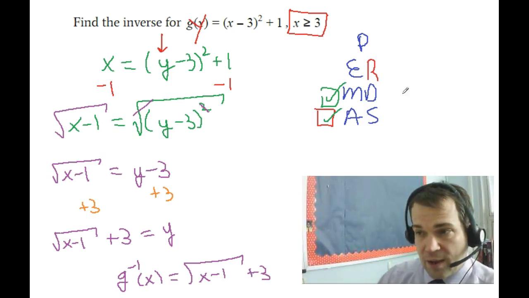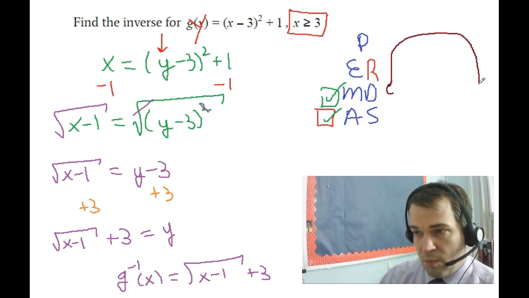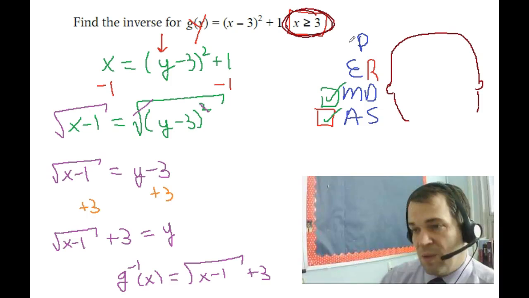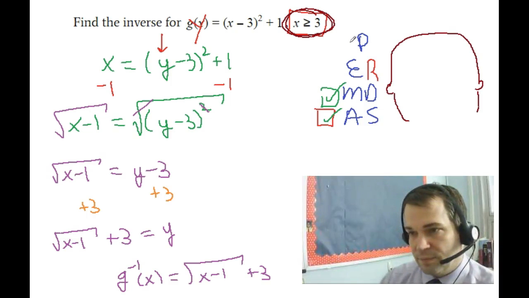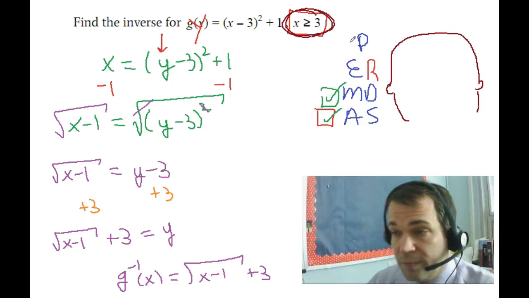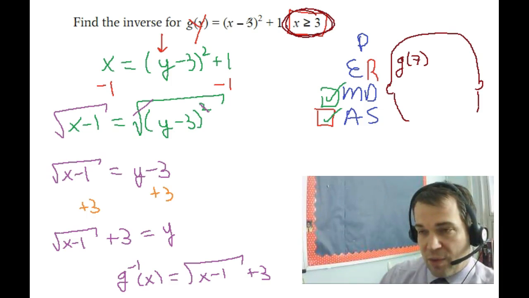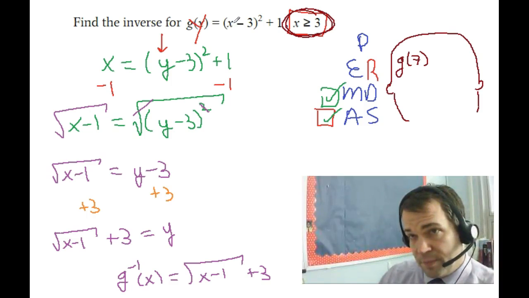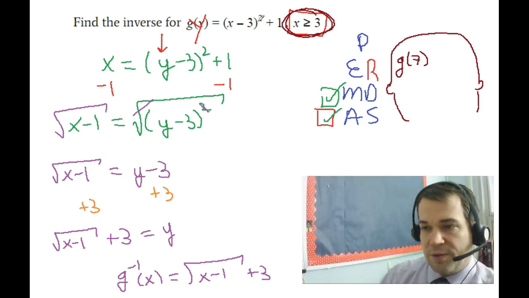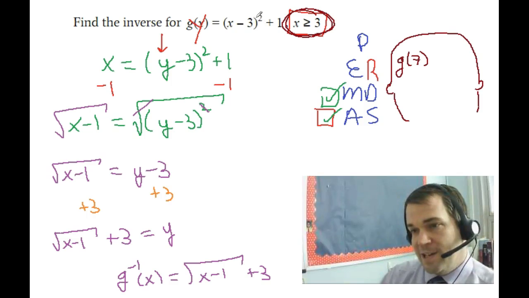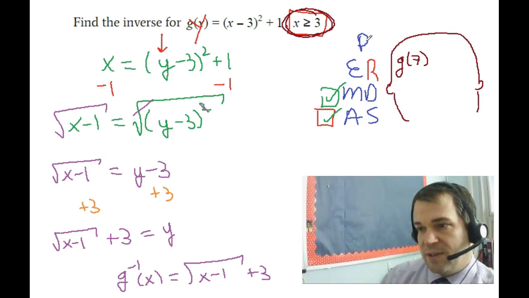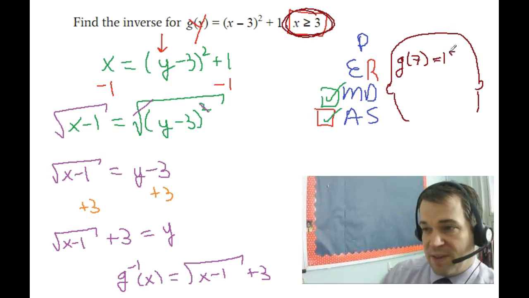Now for my mental check, this is my brain. I'm going to pick some random number that respects this condition. So maybe I'll pick a 7. Sure, let's do 7. That's a good one. If I take 7 and plug it into g, whatever I plug into g, it's going to take that and subtract 3. So 7 minus 3 is 4. We're going to square that. 4 squared is 16. Add 1 to get 17. So plugging 7 into g gives us 17.